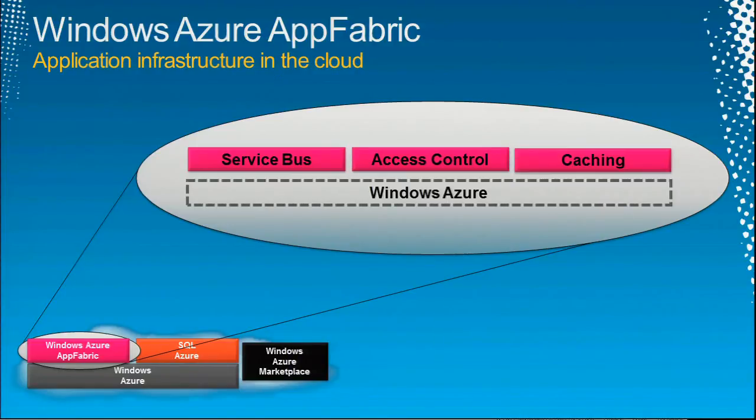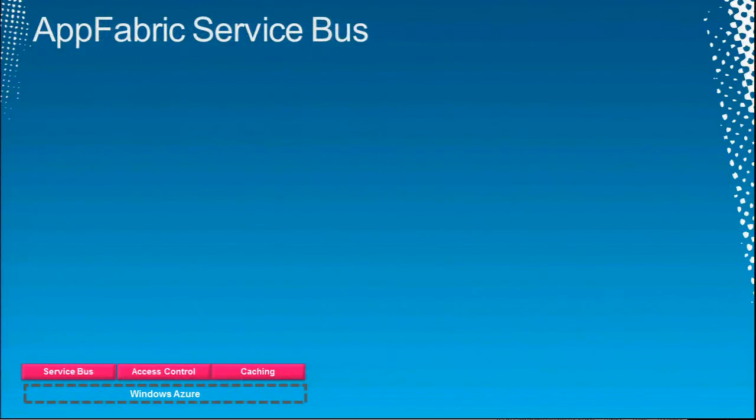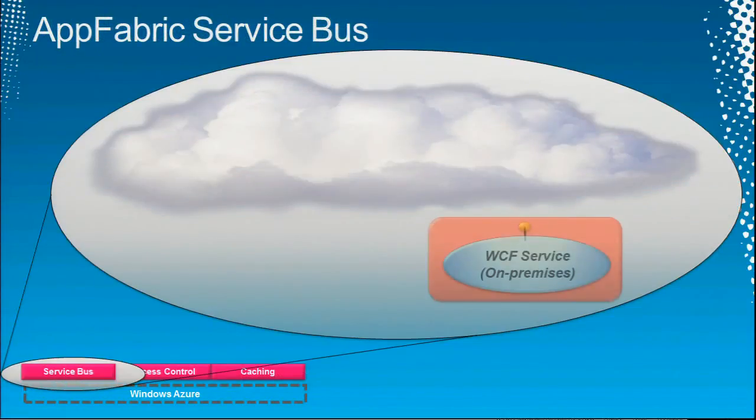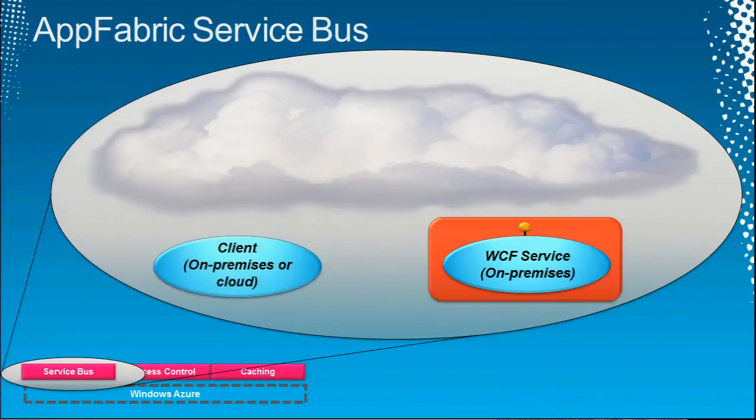First, Service Bus. Here's the problem. Suppose I have an application running on premises behind my firewall that exposes a service built with Windows Communication Foundation, WCF. Suppose further that I want to have a client in some other organization access that service. The client is on premises or in the cloud, doesn't matter. But that WCF service is behind a firewall. How do I do this?